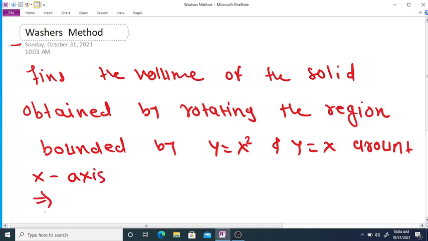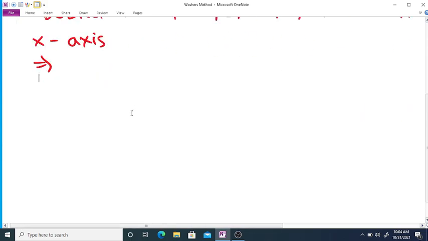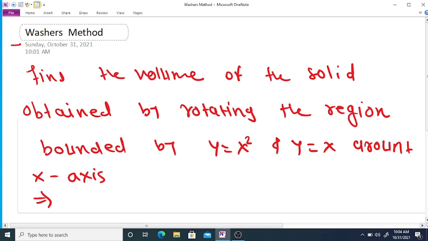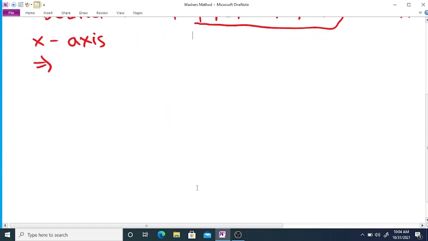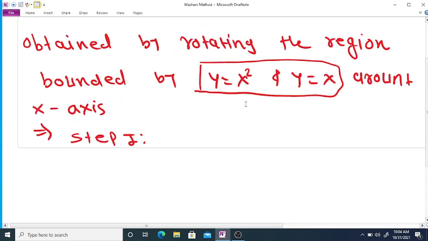So here the region is formed by these two curves, these two functions y equal to x square and y is equal to x. So first we want to determine the intersecting points of these two graphs.